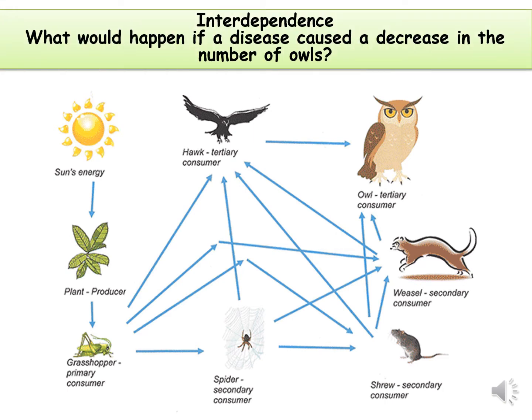What would happen if a disease caused a decrease in the number of owls? So if the owls decrease, then that means the weasel numbers would increase. Now this is because there will be fewer owls to feed on the weasels, so they'd be able to live long enough to reproduce. Now if you look at the shrew, the weasel feeds on the shrew. That means if the number of weasels increases, the number of shrews will decrease because there are more weasels to feed on the shrew.